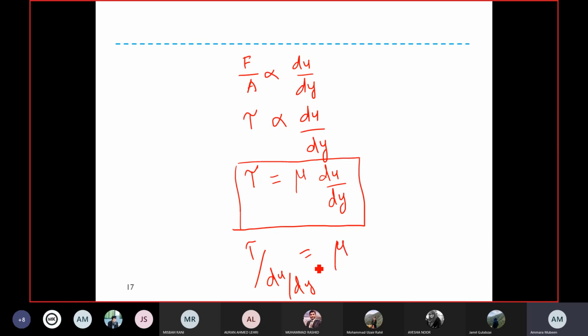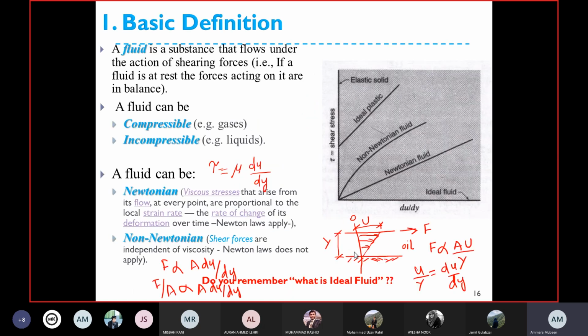Okay, so if this ratio is constant, it means that it is a Newtonian fluid. So it means the slope of the graph between shear stress and velocity gradient should be constant, like this. So this straight line reflects the constant slope, and also depicts the Newtonian fluid. And when this slope is not constant and it keeps on changing, it means that it is non-Newtonian.